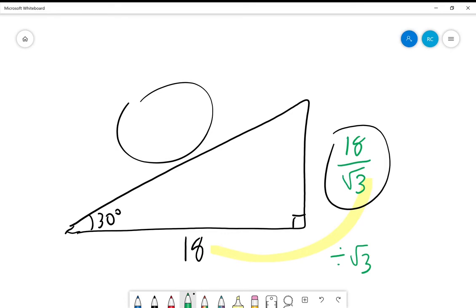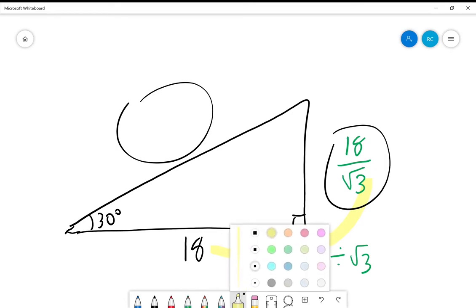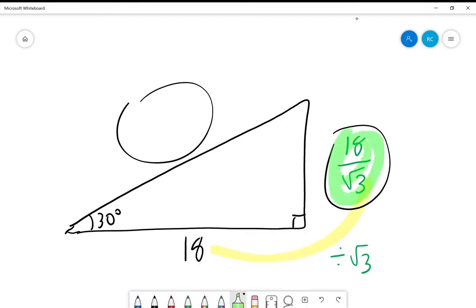Now, again, there are ways of simplifying this answer that I will teach you in a future video. For some reason, a lot of teachers don't like having a square root on the bottom of a fraction, and we will talk about how to clean that up later. But for now, we need to figure out how to get the hypotenuse.